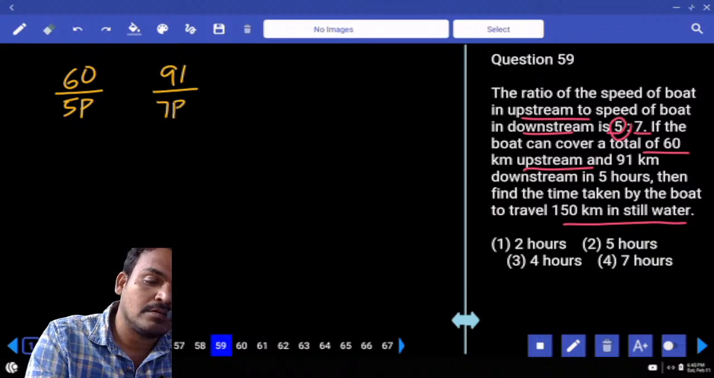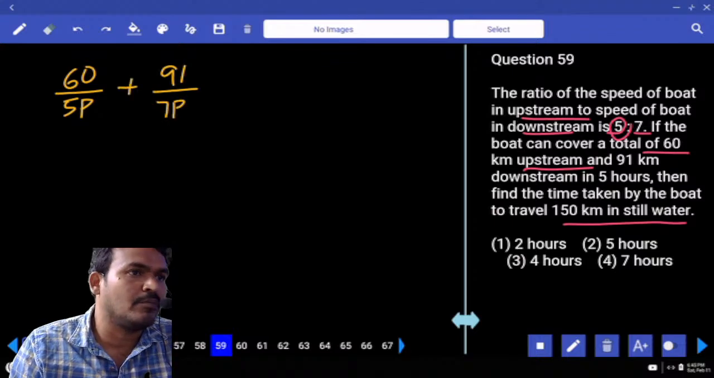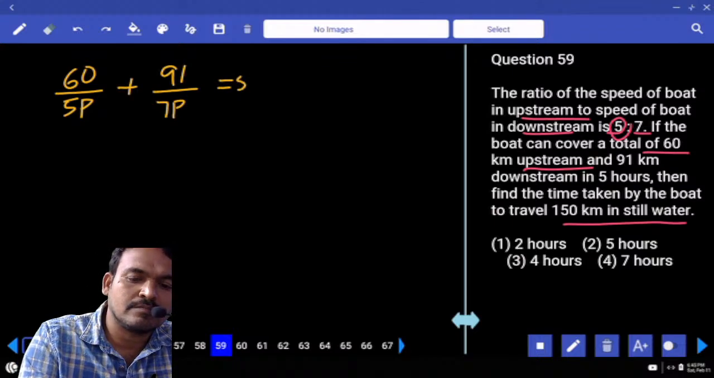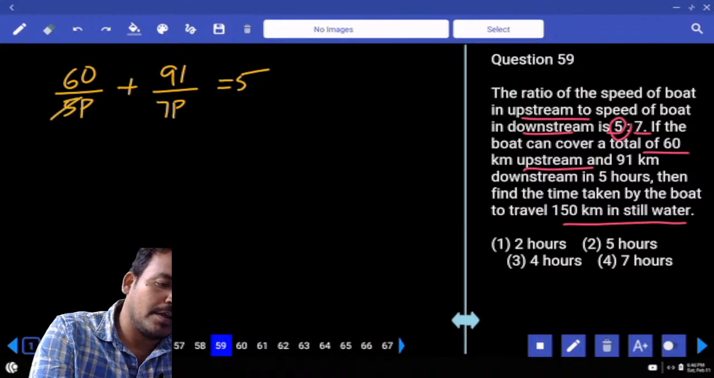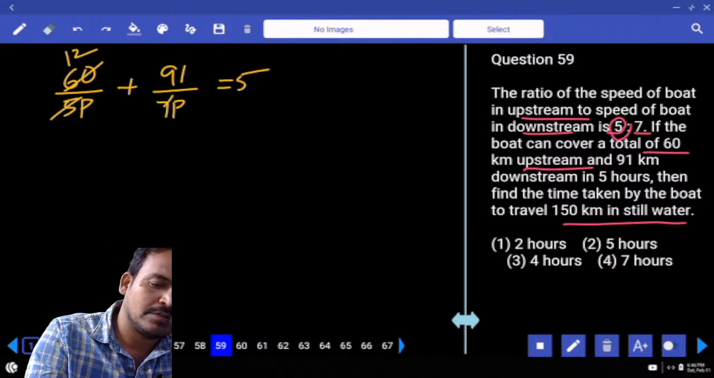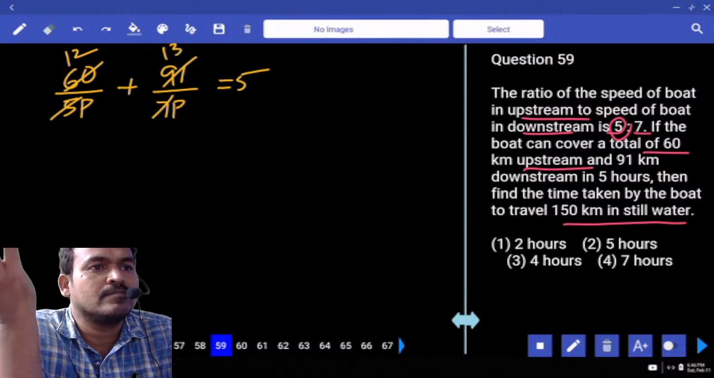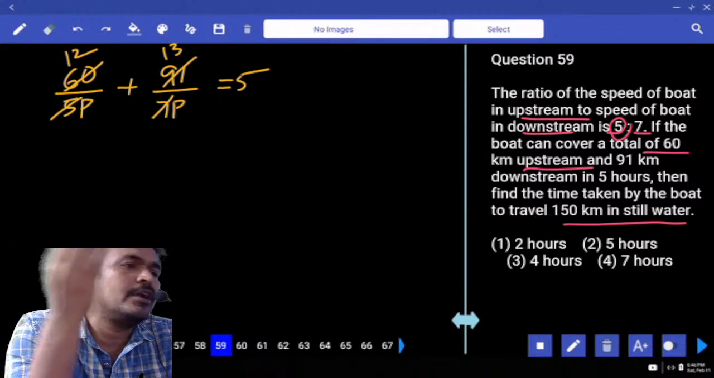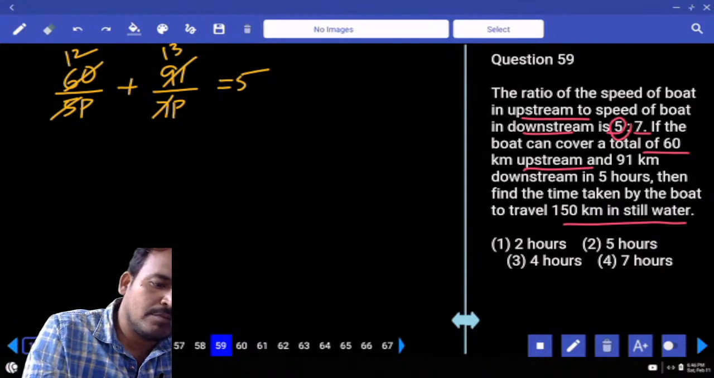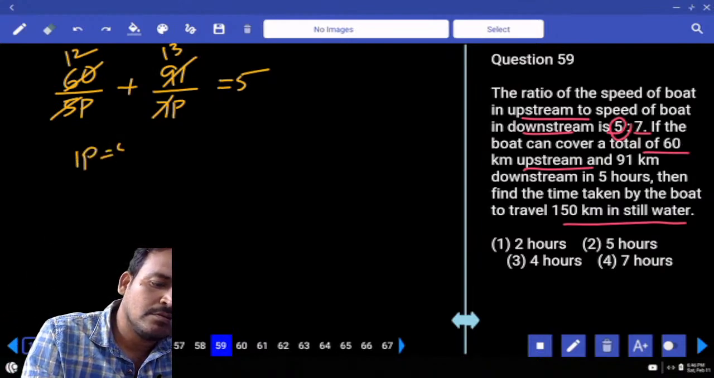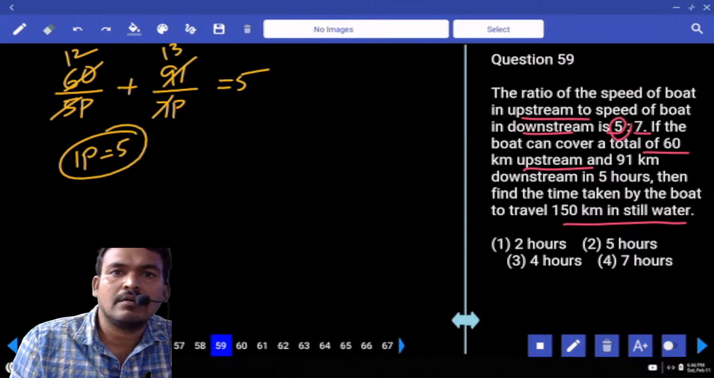7 parts. These two we add to get the total time. Total time is how many hours? 5 hours. 5 how many times 60? 12 times. 7 how many times 91? 13 times. 12 plus 13? 25. 5 how many times? 5 times. Means every one part is how much? 5. One part is 5.